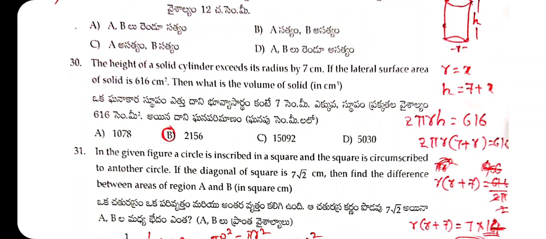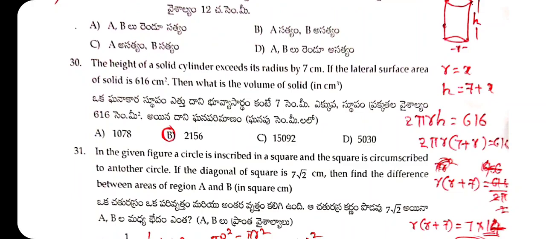The height of the solid cylinder exceeds its radius by 7 centimeters. The lateral surface area of the solid is 616 centimeters. Then what's the volume of the solid? We know very well, h is 7 more, which means 7 plus x. If you take the radius as x, then the height is 7 plus x.